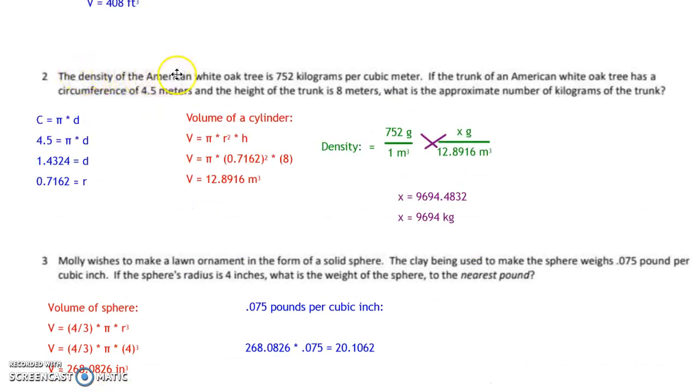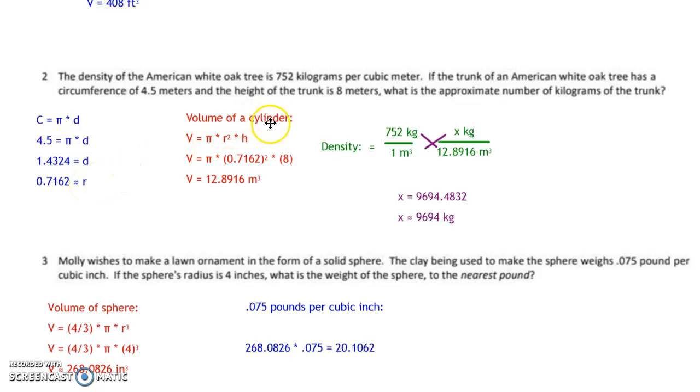Let's see, it gives us the density of the American white oak is 752 kilograms per cubic meter. That's going to be over here. I just changed that to say kilograms rather than grams. But before we get into this, we need to find a couple of things. First, they give us a circumference. Well, circumference is used to find the diameter, which is used to find the radius, which is used to find the volume of a cylinder.